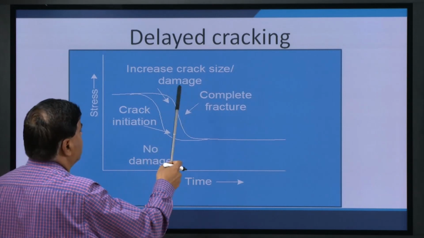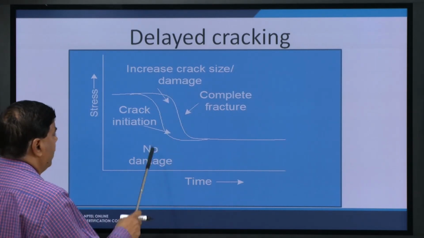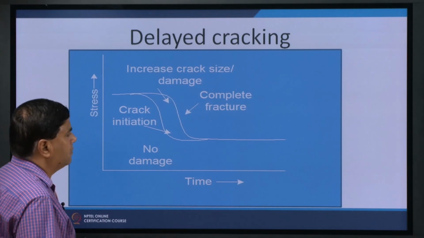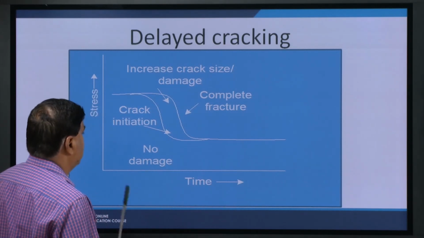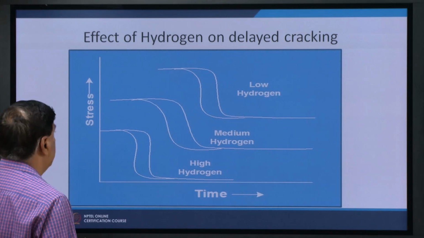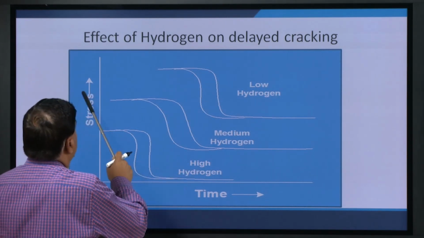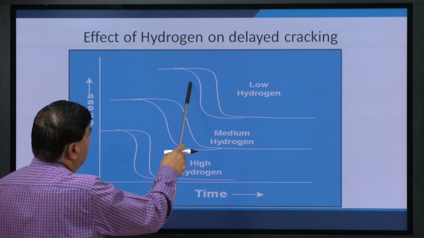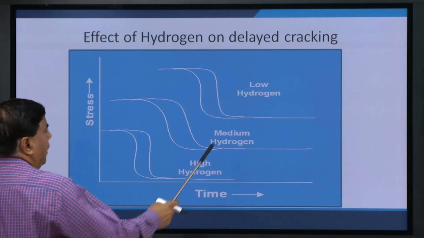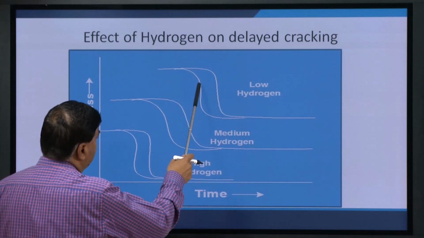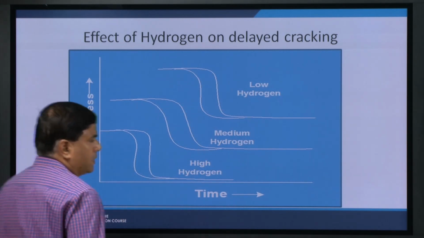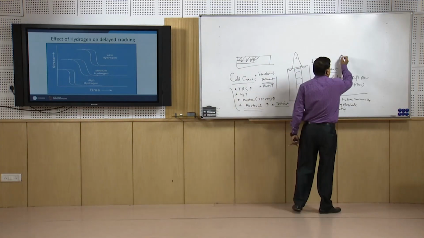So the increase in crack size or the damage is represented by this region, of course in the presence of hydrogen. As a function of the hydrogen, we'll see another diagram of how the cracking tendency and the time requirement for the failure or fracture due to hydrogen induced cracks take place. Under a given set of stress conditions, if we increase the stress magnitude, the time required for complete fracture or initiation of the crack reduces. If we have lower hydrogen, then it can sustain higher stresses, as compared to the case when the hydrogen content in the weld metal is higher. This is what can be explained using this diagram here.